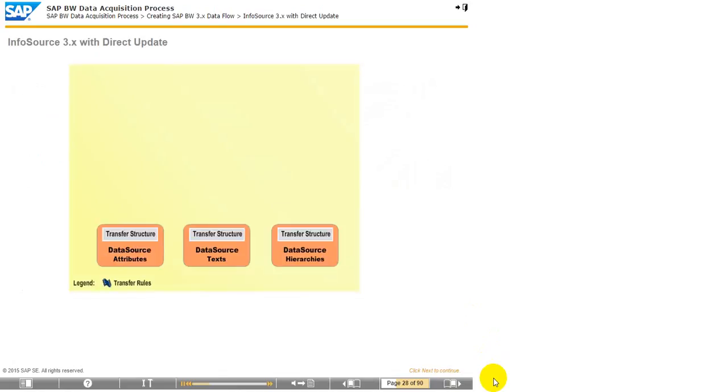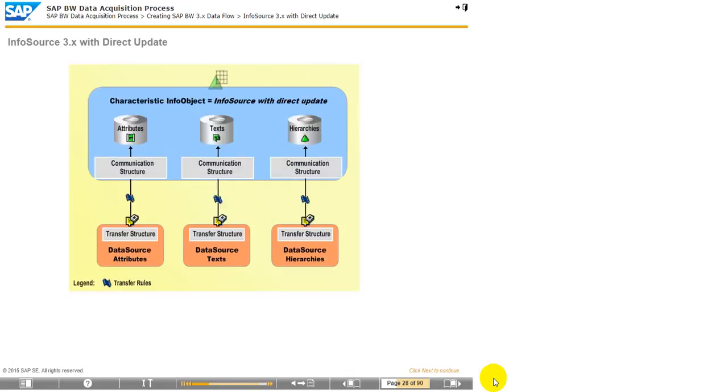With an InfoSource with direct update, master data attributes, text data, or hierarchies are updated directly, in other words, without update rules 3.x, to the corresponding master data tables for a characteristic InfoSource 3.x after leaving the corresponding communication structure. You must assign the characteristic InfoObject to an application component in the maintenance screen for the characteristic InfoObject, master data/texts tab page, or in the InfoSource tree using the context menu for an application component.